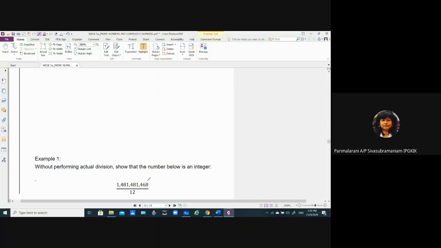Yes. So, let's do the 4 first. Can this number be divided by 4? What do we look at? The last 2 digits, 68. Can this divide by 4? Yes. So it can be divided by 4.